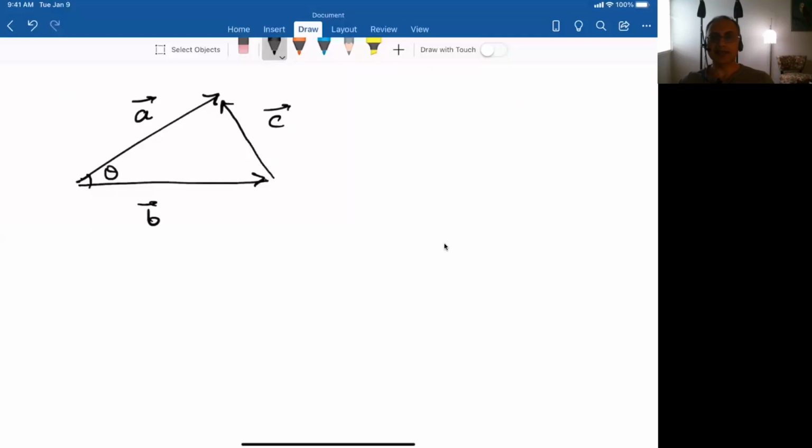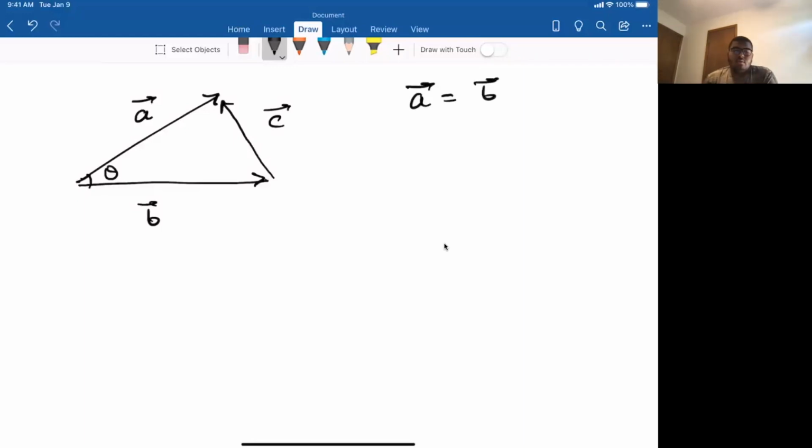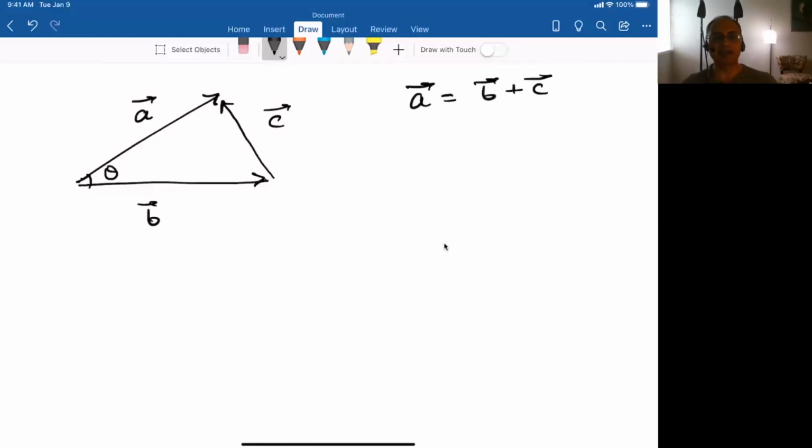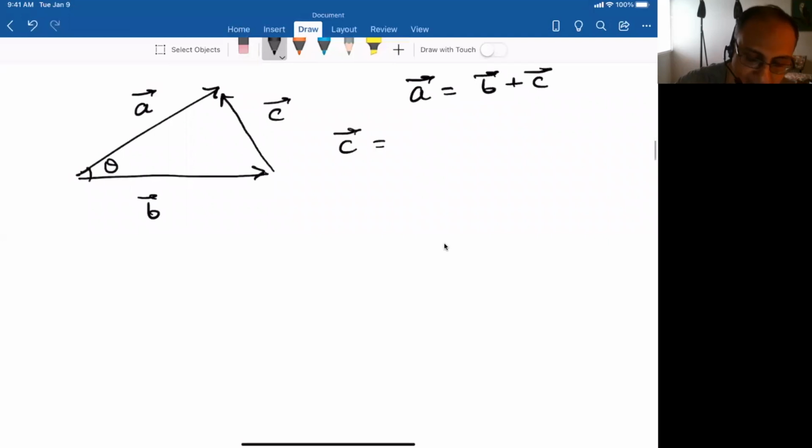Vector C plus vector B equals vector A. B plus C gives you A, that's correct. So A is equal to B plus C by the triangle rule of vector addition. Which means you can solve for C and write it as A minus B, right? So C is equal to A minus B. That just means moving the B to the left side. Everybody with me? So that is the relationship between these three vectors.